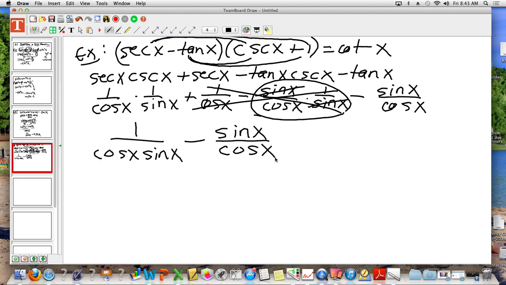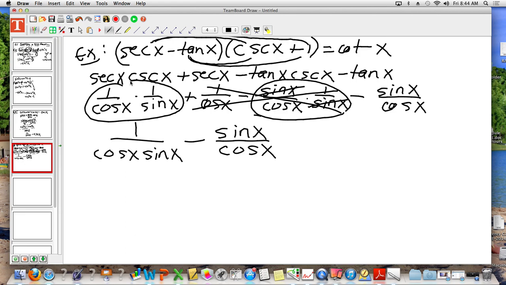It's a fraction minus a fraction. How'd you get the 1 over cosine x times sine x? Multiply the two in front together. These two right here are multiplying. We're multiplying them, so you can just go numerator times numerator, denominator times denominator. So 1 times 1 is 1 over the cosine of x times sine of x, minus the sine of x over cosine of x.